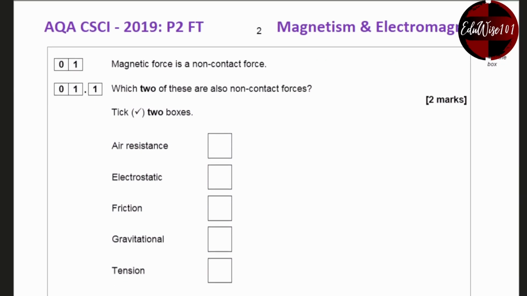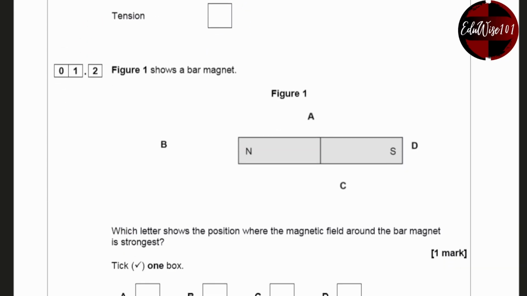Question 1 is on magnetism and electromagnetism. Magnetic force is a non-contact force. Which two of these are not also non-contact forces? Air resistance is a contact force. Electrostatic is a non-contact force. Friction is a contact force. Gravitational is a non-contact force. Tension is a contact force. Question 1.2.